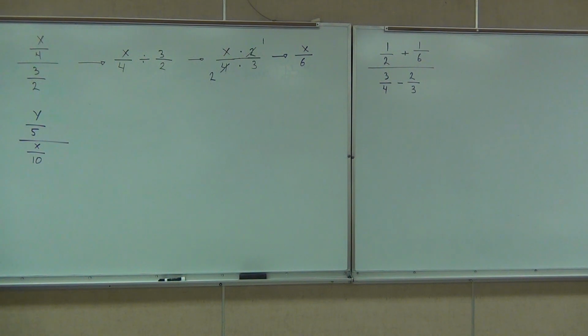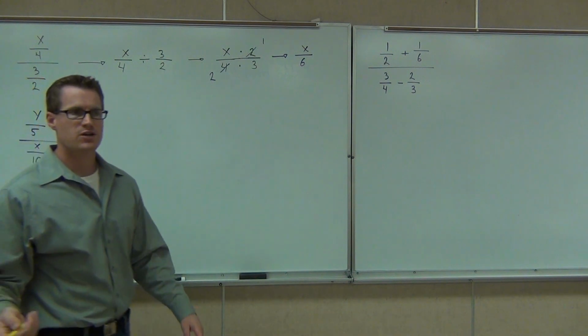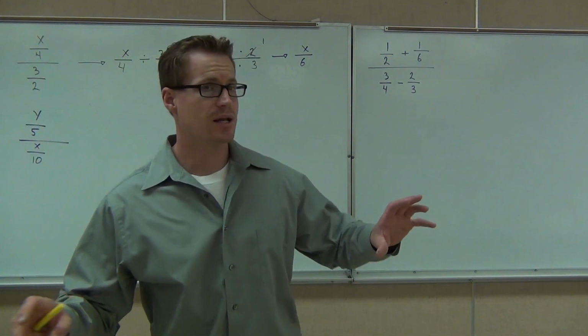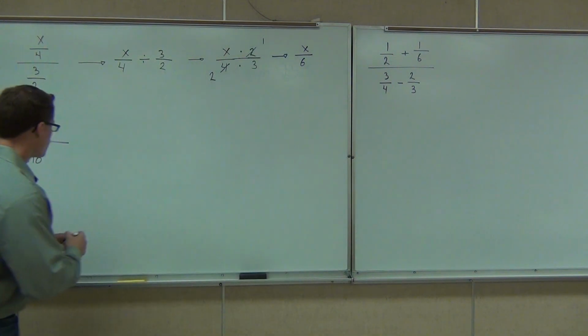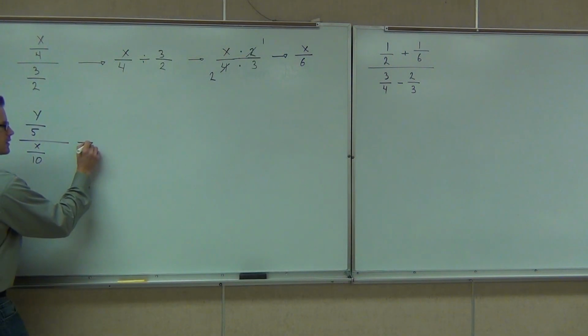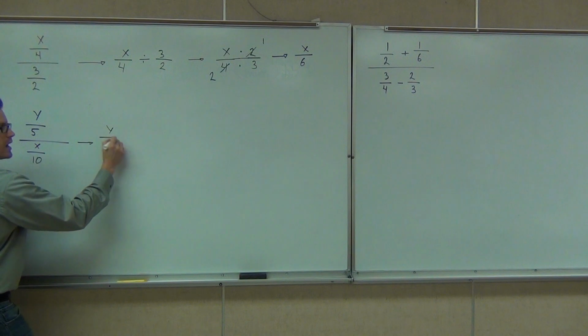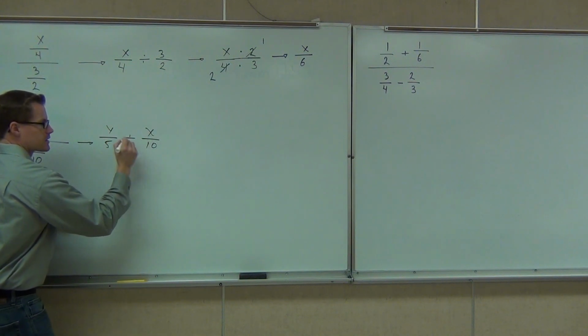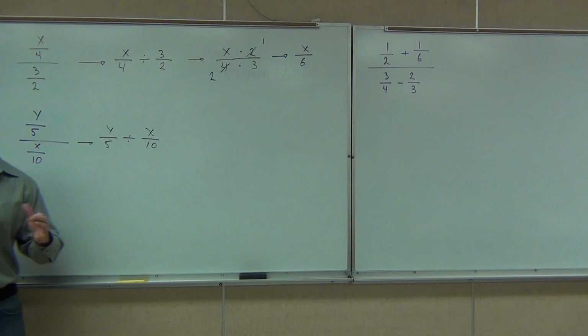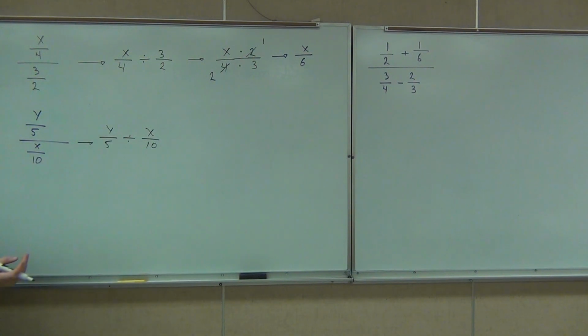Okay, so we got this complex fraction, which just means a fraction over a fraction. When we're looking at this, the first thing we need to understand is that this is actually a division problem. So when we set it up, this basically means y over 5 divided by x over 10. Did you guys do that first step? Good. Now division, we know how to accomplish that.